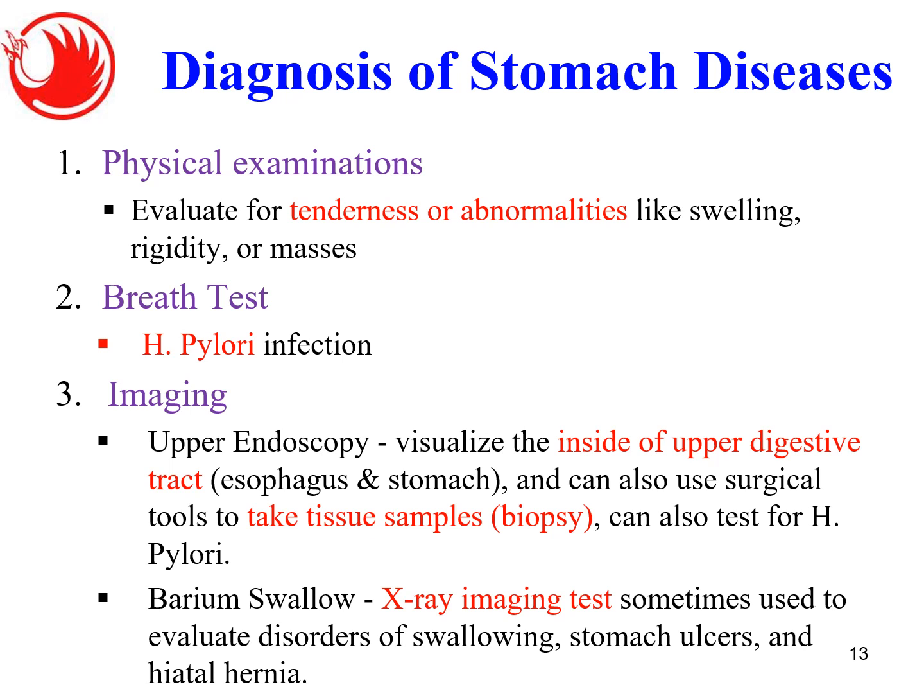The next one will be imaging. For imaging, we have the upper endoscopy. For this test, you'll be given a medication to help you relax. During the exam, your healthcare provider will pass a long flexible tube with a tiny camera, the endoscope, down your throat and esophagus and into your stomach and the first part of the intestine.